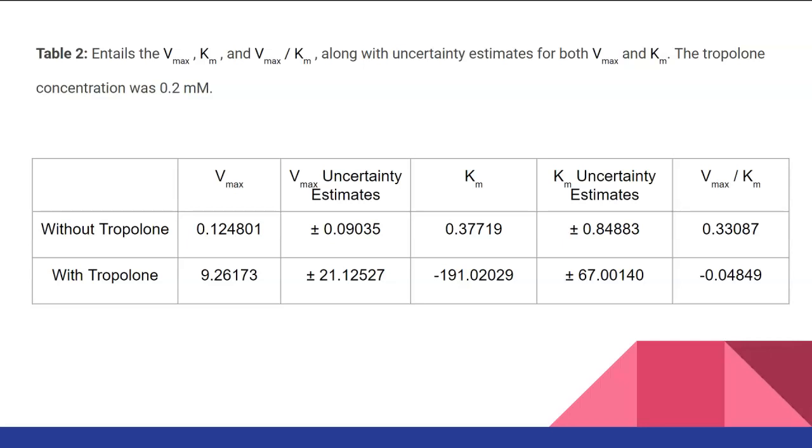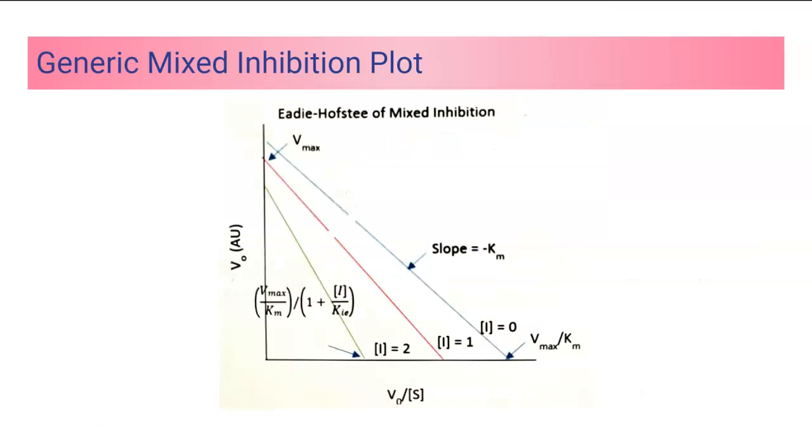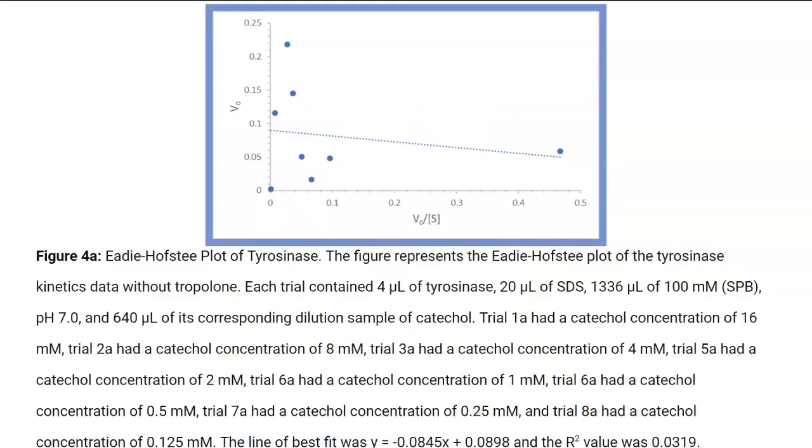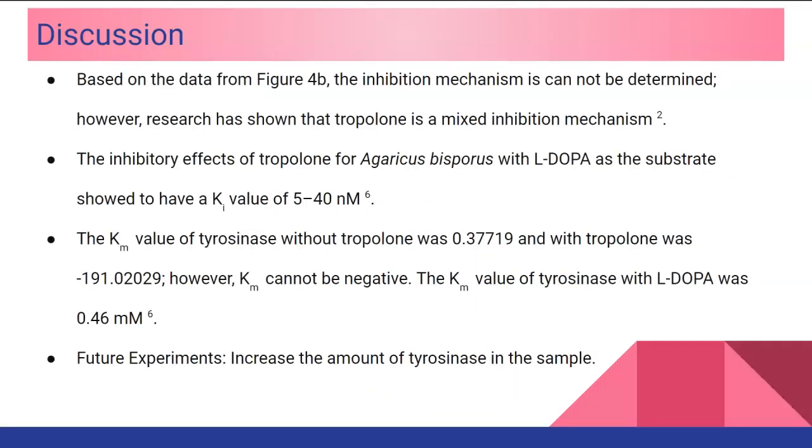And then the Km value is determined by, if I go back, where it intersects on the x-intercept. And in this plot with tropolone, it doesn't intersect the x-axis. So that is also another reason why Ki is undefined. So based on the data from figure 4B, the inhibition mechanism cannot be determined. However, research has shown that tropolone is a mixed inhibitor.